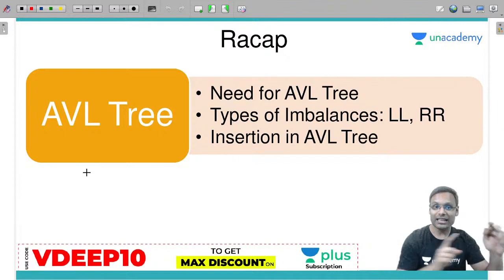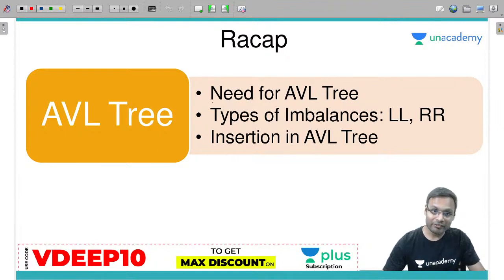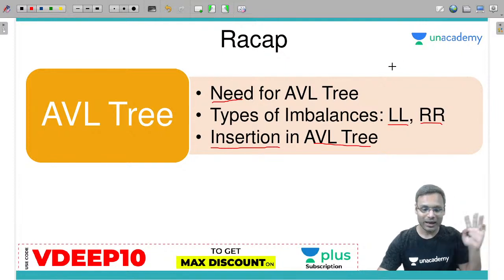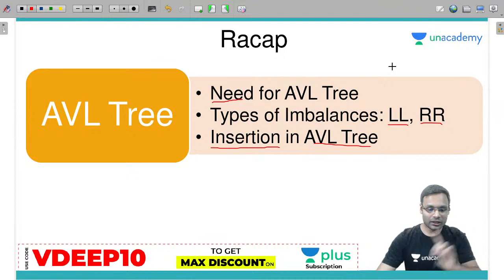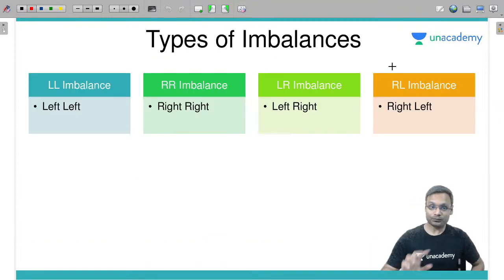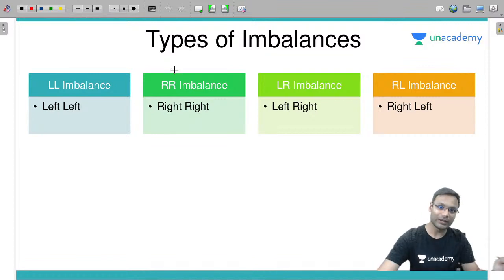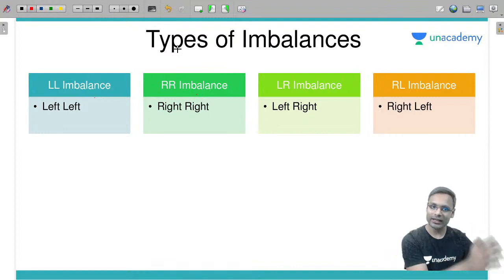अभी तक in this AVL tree, what we have seen, why we needed AVL tree, then types of imbalances, these two we have seen, LL and RR. अब हम बात करेंगे insertion in AVL tree के बारे में, and we will talk about other two imbalances, LR and RL. Now see, what is this? 4 types of imbalances I told. LL, RR I already explained. One single rotation LL or single rotation RR already I have explained.